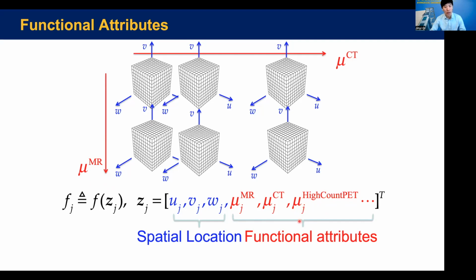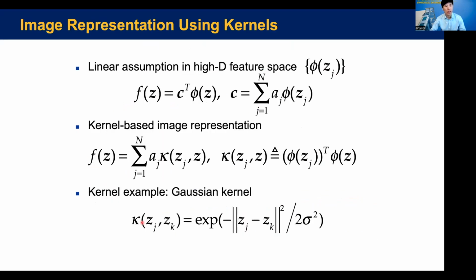Once we have those attributes, we put them together as an attribute vector, and then based on the kernel learning principle, essentially we can represent an image in a high-dimensional feature space that is a transform of those attributes. This representation can be simplified into this kernel formula, where the kernel matrix is just the inner product of the transformed features, and this alpha is the coefficient. In our application, we just use the radial Gaussian kernel.